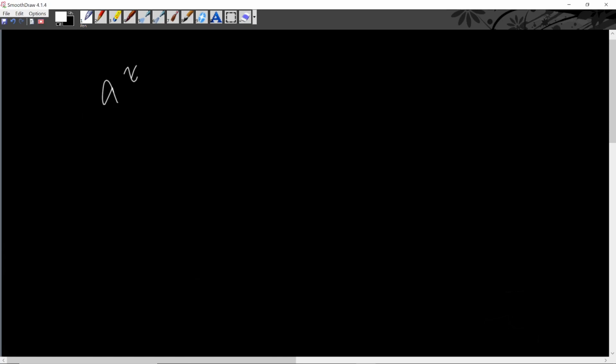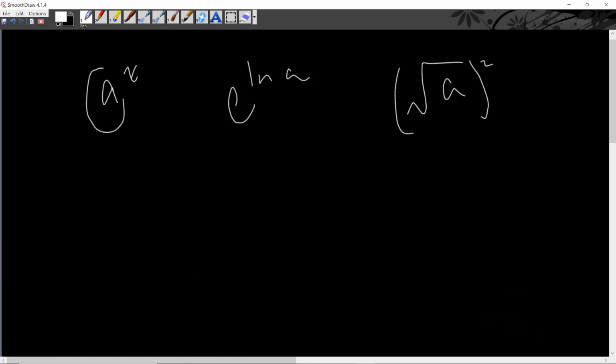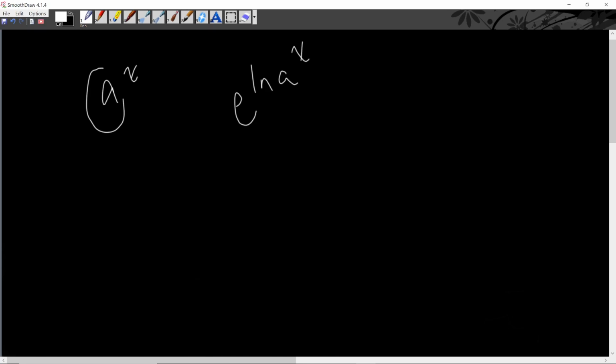Now, if a can be expressed as e to the ln a, right? It's kind of like saying square root of a squared. These are two inverse operations, the square root and the square. And so e to the power of ln is an inverse operation, and it'll cancel out. So you'll get e to the ln a is still equal to a. So let's write that one more time. We have a to the x is still equal to e to the ln a to the x.